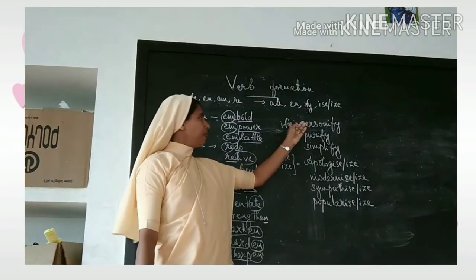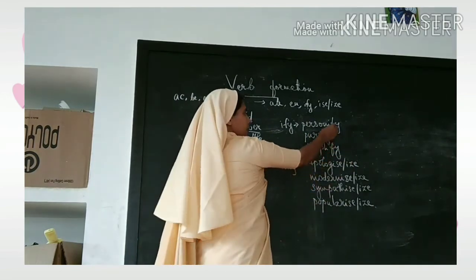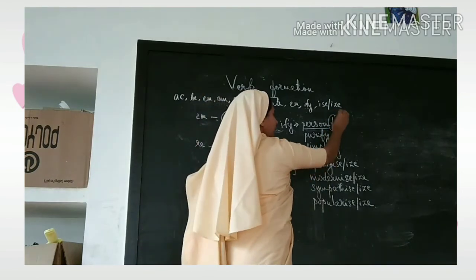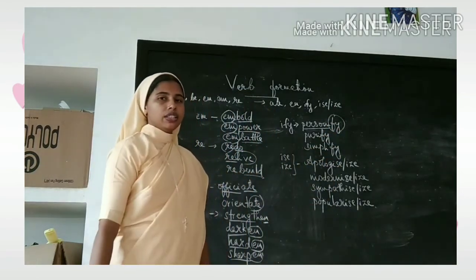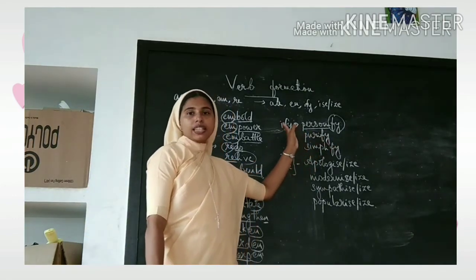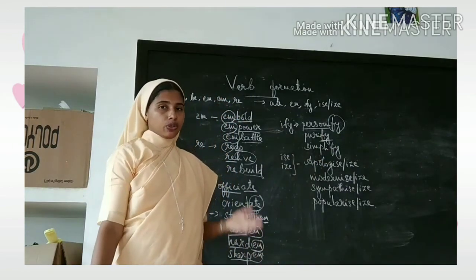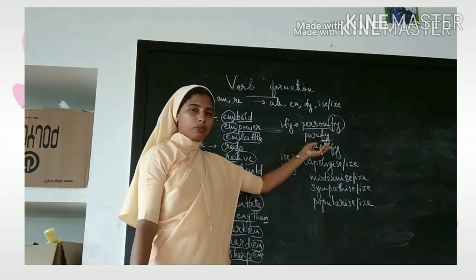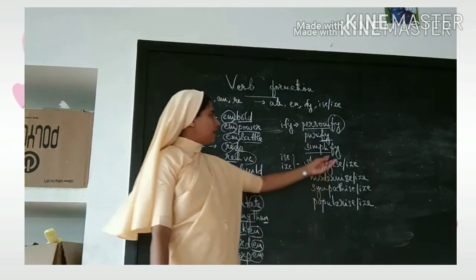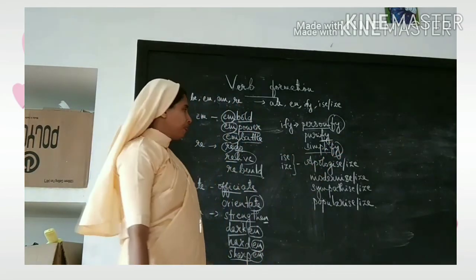Again, ify: person, personify. Here, person is a noun. And when you add ify along with it, you get a new word, a verb, personify. Pure, that's an adjective. When you add ify along with it, you get a new word, purify, that is a verb. Simple, adjective. And when you add ify, that is a verb, simplify.